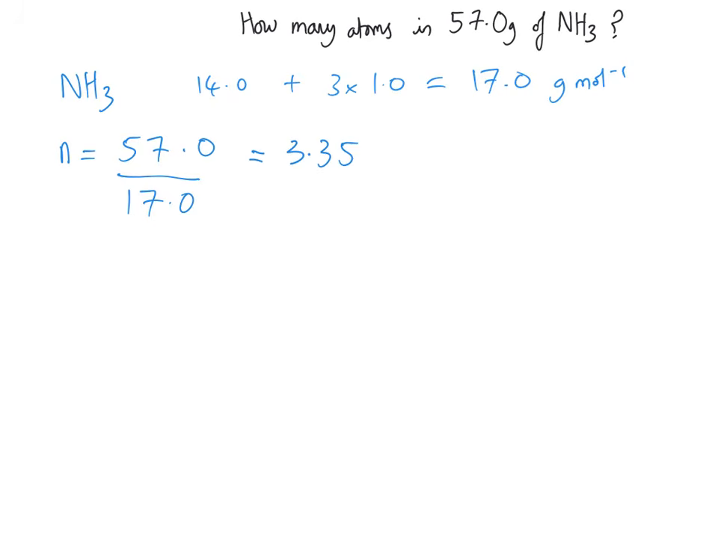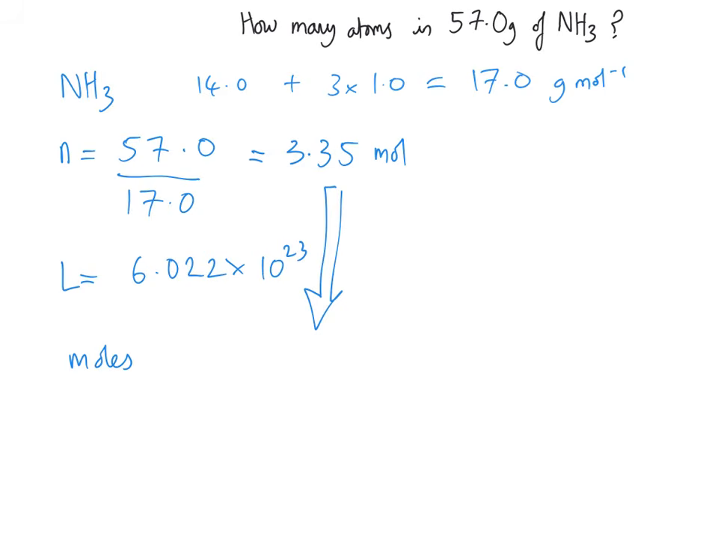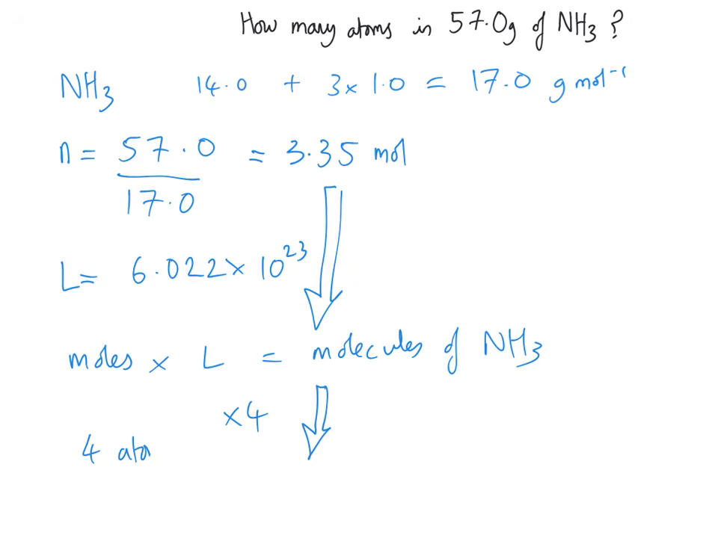3 significant figures. And then Avogadro's number is 6.022 times 10 to the 23. And so the number of molecules is Avogadro's number times the number of moles. And that tells us how many molecules of ammonia we've got. And then we need to multiply that number by 4 because there are 4 atoms per molecule, because there's 1 nitrogen and there are 3 hydrogen, and so that makes 4.